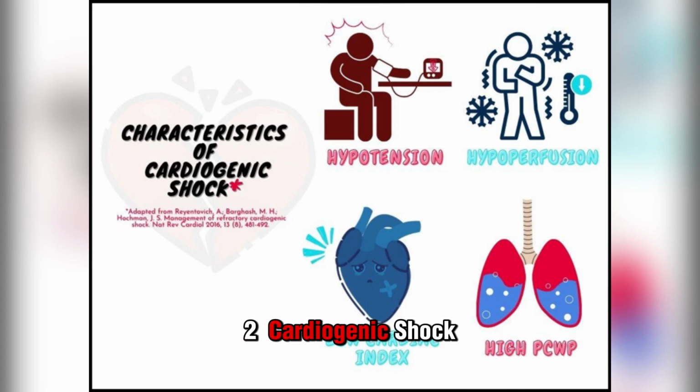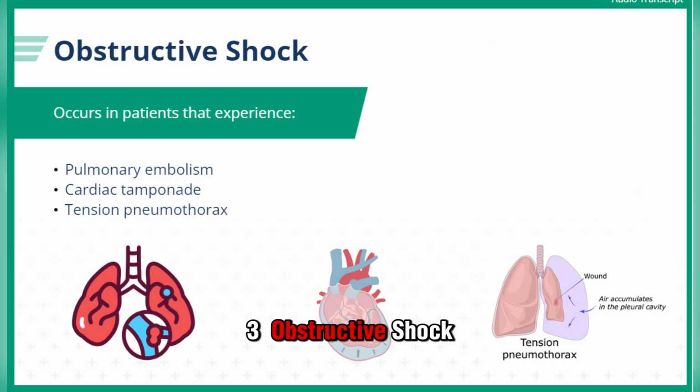2. Cardiogenic shock. Occurs when the heart is unable to pump enough blood to meet the body's needs. This can result from conditions like heart attacks, heart failure, or severe arrhythmias. 3. Obstructive shock. This type of shock is caused by a physical obstruction of blood flow, either within the heart or major blood vessels. Examples include cardiac tamponade, pulmonary embolism, or tension pneumothorax.